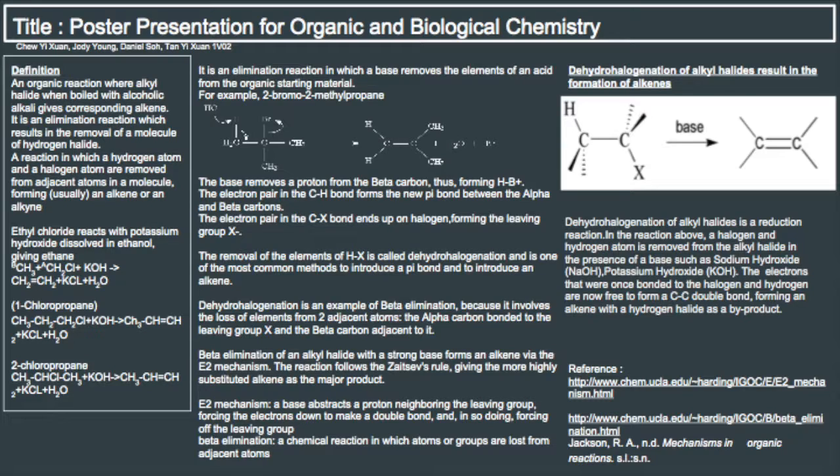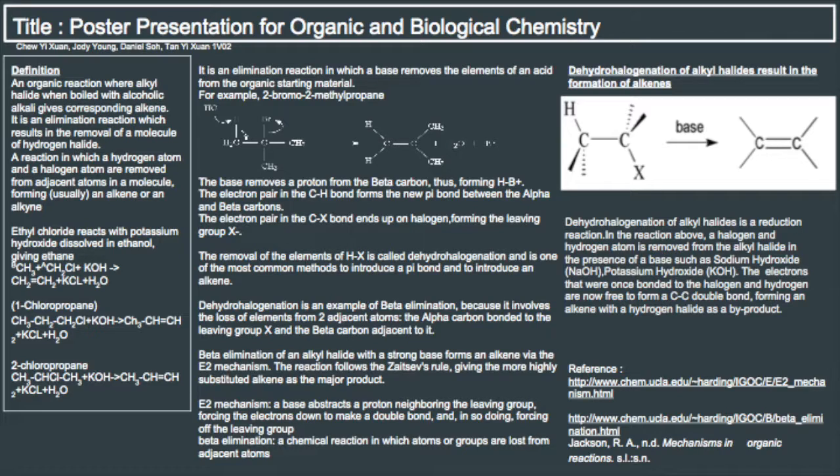The reaction follows the Zaitsev rule, giving the more highly substituted alkene as the major product. The figure below shows the dehydrohalogenation of alkyl halides resulting in the formation of alkenes.